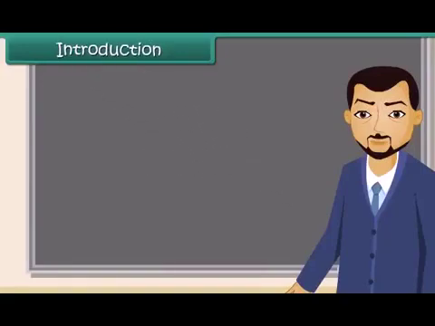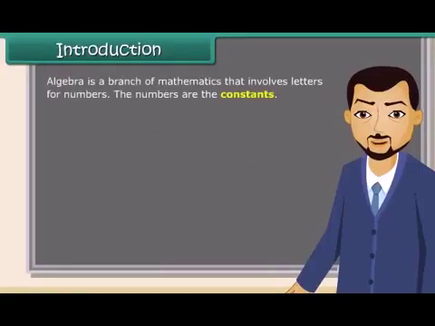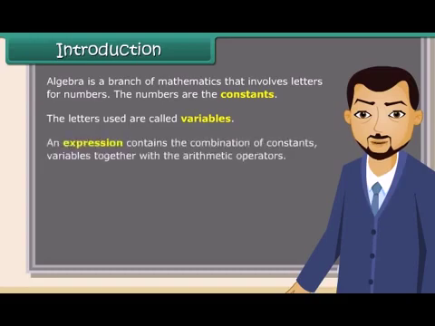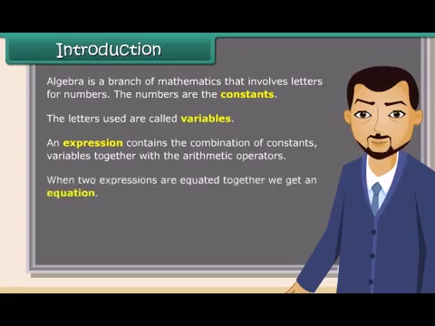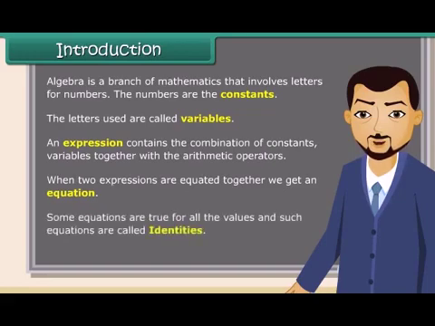Introduction. Algebra is a branch of mathematics that involves letters for numbers. The numbers are the constants. The letters used are called variables. An expression contains the combination of constants and variables together with the arithmetic operators. When two expressions are equated together, we get an equation. Some equations are true for all the values, and such equations are called identities.